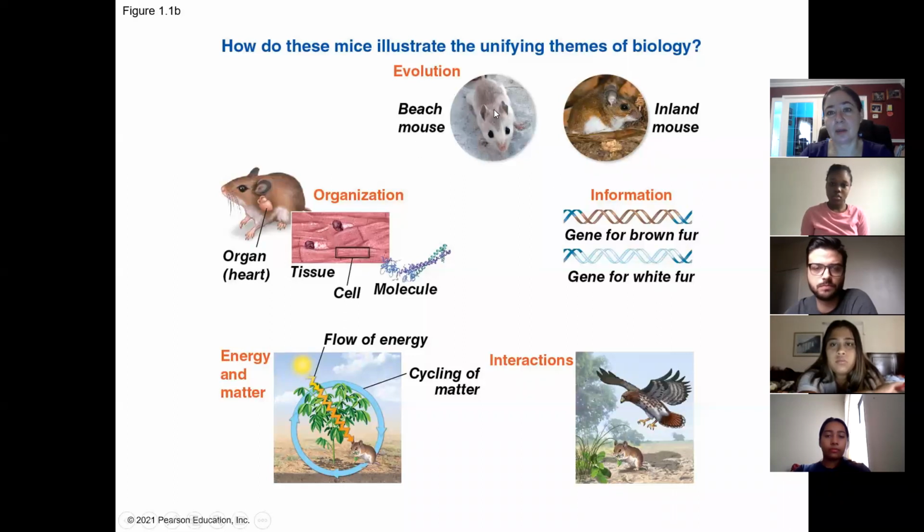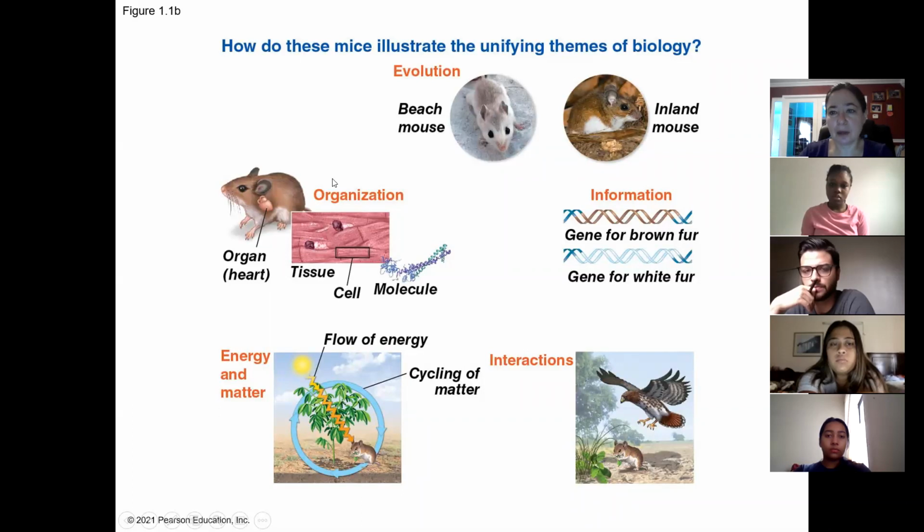Evolution means why they both mice, beach mouse and inland mouse, they're both mice, but why are they different? What happened? So how environment that they live in actually affected the appearance, right? Why they don't look alike, both mice, right?